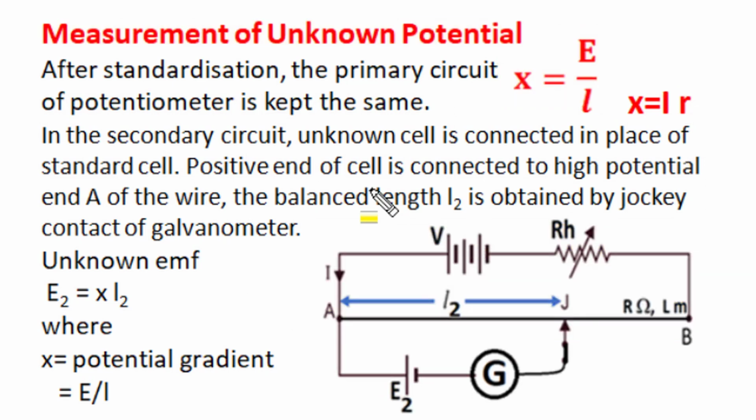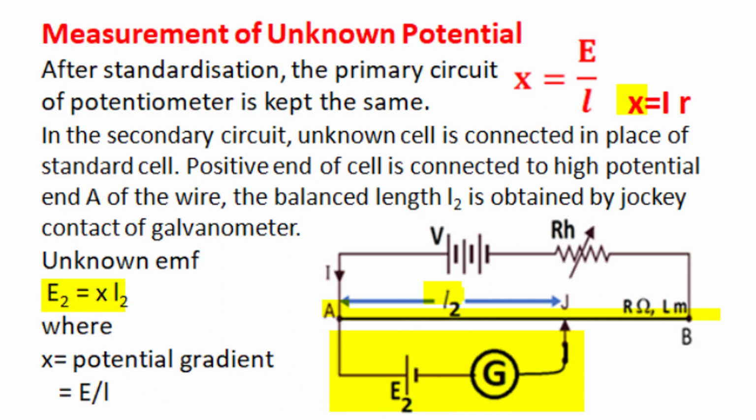After standardization, in this secondary circuit, in place of the standard cell, the unknown voltage which we have to measure is placed, such that the high polarity terminal of this unknown voltage must be connected to the high polarity position of AB wire, that is A. Now again balance length L2 is obtained on AB wire corresponding to this unknown voltage, and if potential gradient is as we have standardized, then for L2 length the voltage will become XL2, and zero deflection in galvanometer indicates that wire length voltage and unknown voltage are the same.